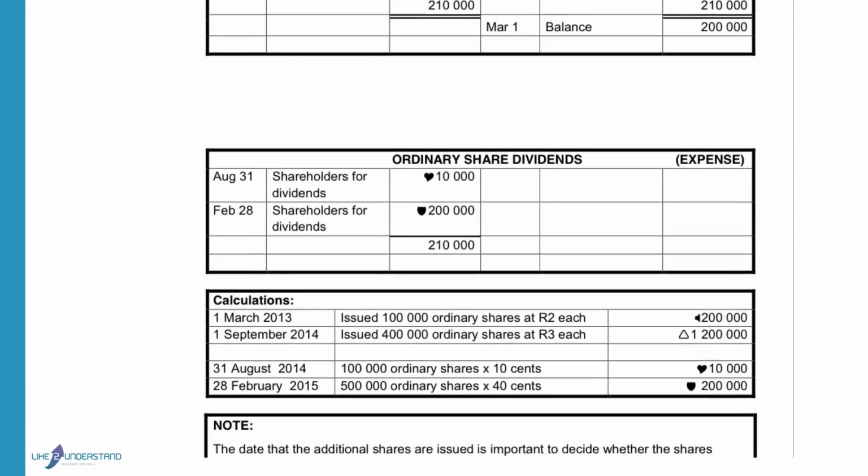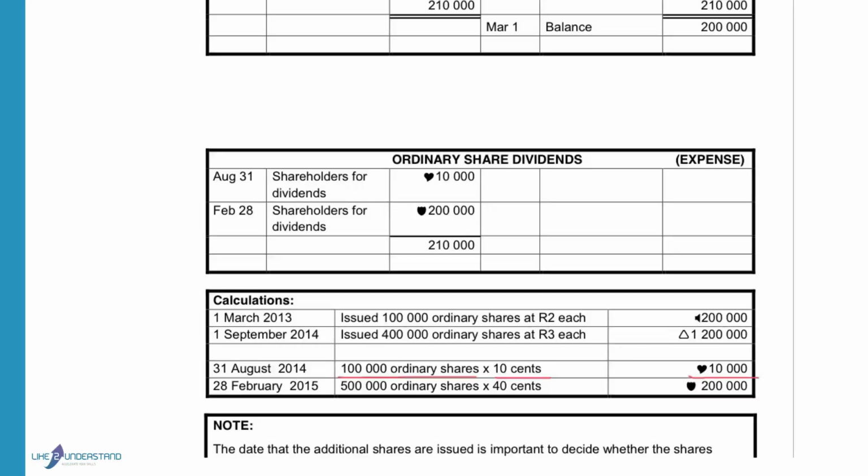So if we look at this calculation, on the 31st of August, when the interim dividend is declared, 100,000 shares were already issued. We will therefore have to calculate the dividends on that 100,000 shares. The dividend is 10 cents per share, so it means that the shareholders will receive 10,000 rand.